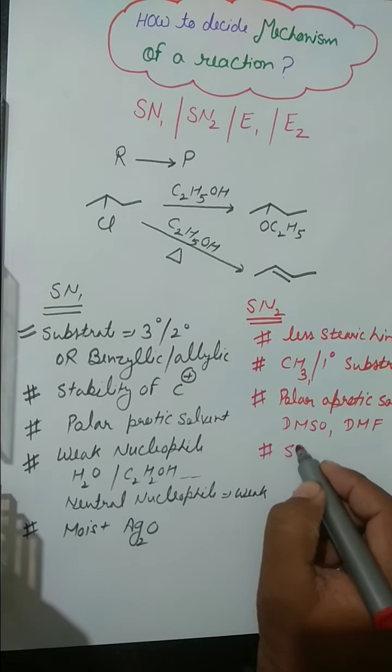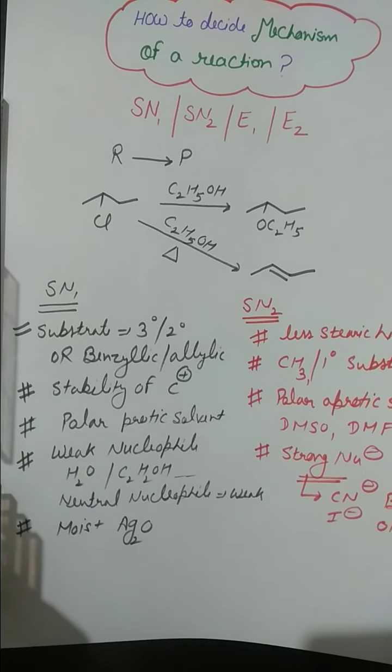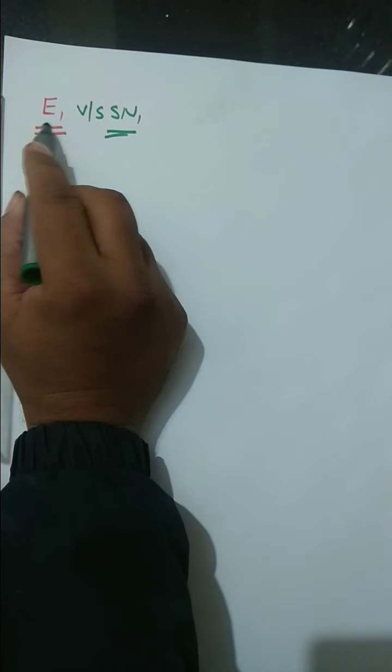Clear? Now we are talking about E1 and E2 mechanism. Which factors decide E1 and E2 mechanism? E1 mechanism. E1 means unimolecular elimination reaction. Now we have to compare E1 with SN1. Clear? E1 with SN1.